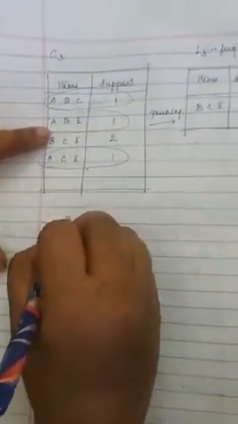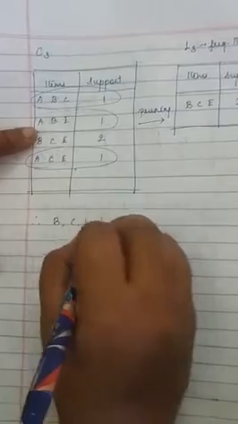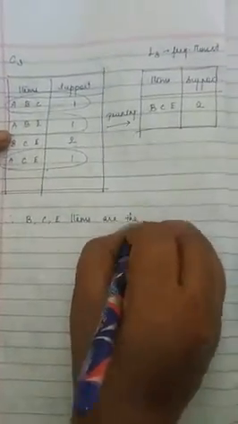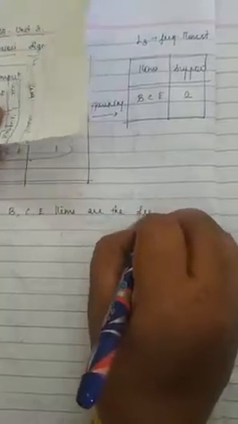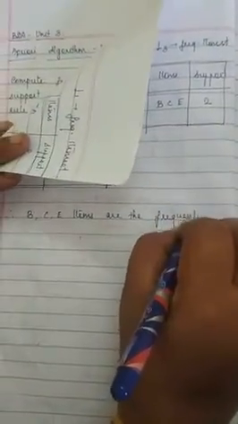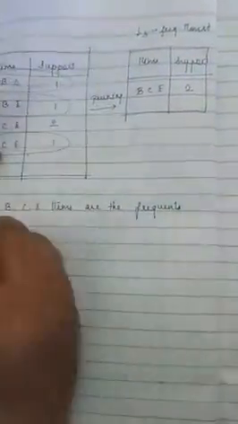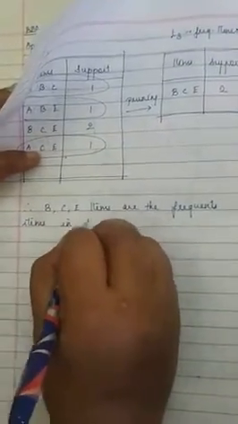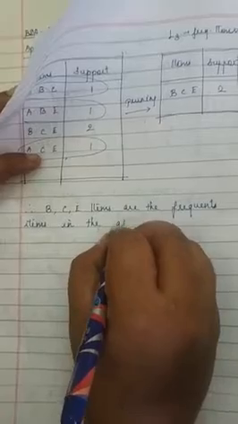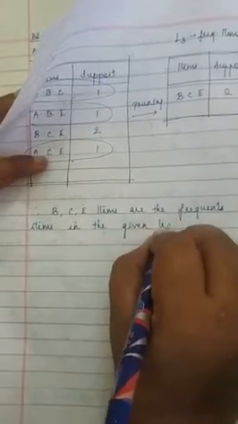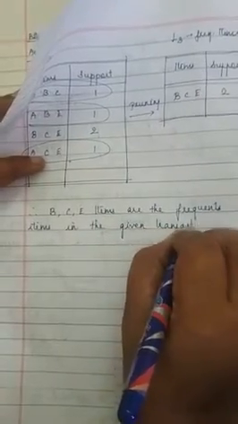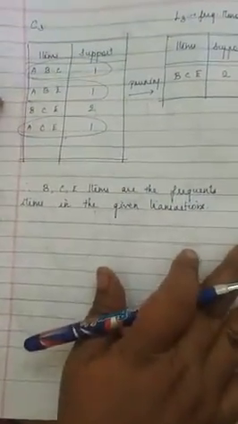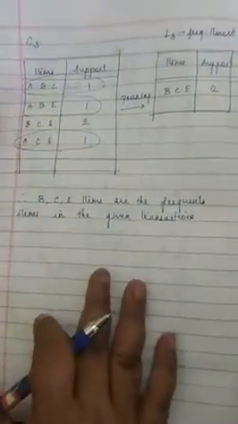Therefore BCE items are the frequent items in the given transactions. So up to this we have completed only one part of our problem.